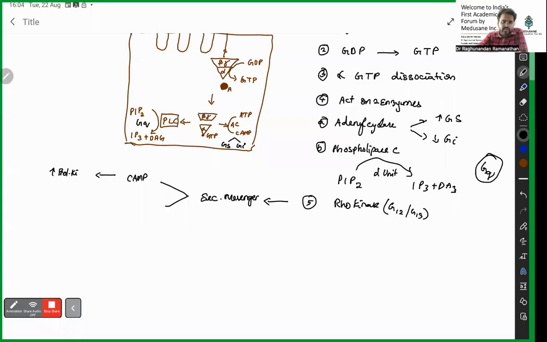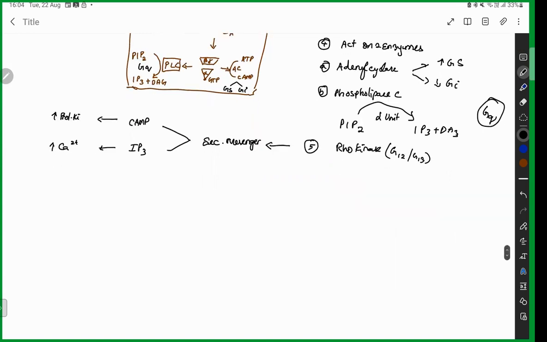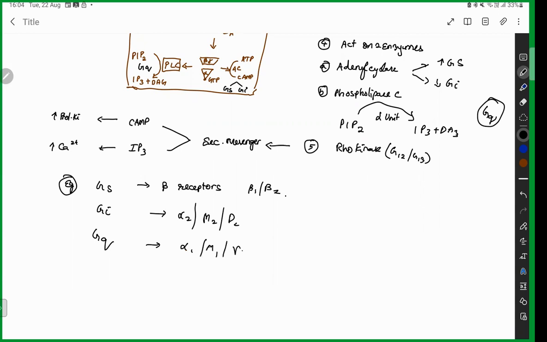Okay, with this note I will start again. Can we all write down whatever we discussed now? Shall we write it down? Yes. So cyclic AMP is there. Similarly, you have this IP3 DAG mechanism. What does IP3 do? It increases your calcium level. Then we saw examples. GS: beta receptors, beta 1, beta 2. Then we saw GI: alpha 2, M2, D2. Then we have GQ: alpha 1, M1, vasopressin, oxytocin.